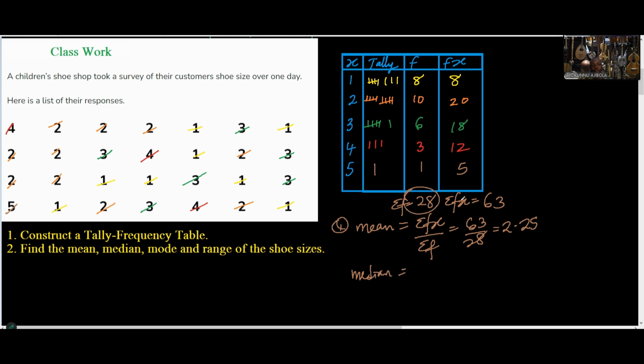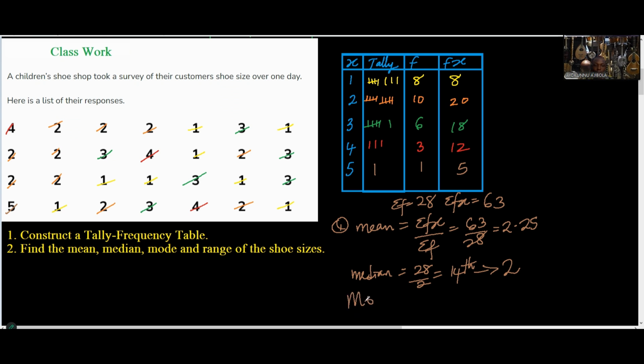While the median will be the one that falls in the middle. We have 28, so the midpoint is going to be 14. So median will be 28 divided by 2. That's the 14th position. The numbers are already arranged from smallest to biggest on the table. So which one falls in the 14th position? We're just going to count it. The one that falls in the first position is 1, up to the 8th position. So from the 9th to 18th position is going to be 2. So the one that falls in the 14th position will be 2. So that means our median is 2.